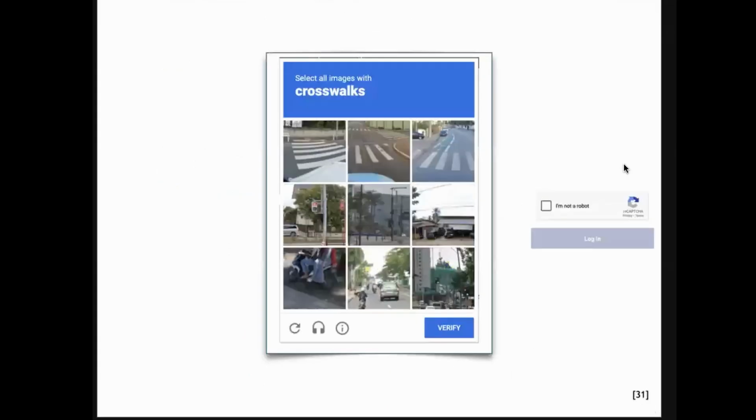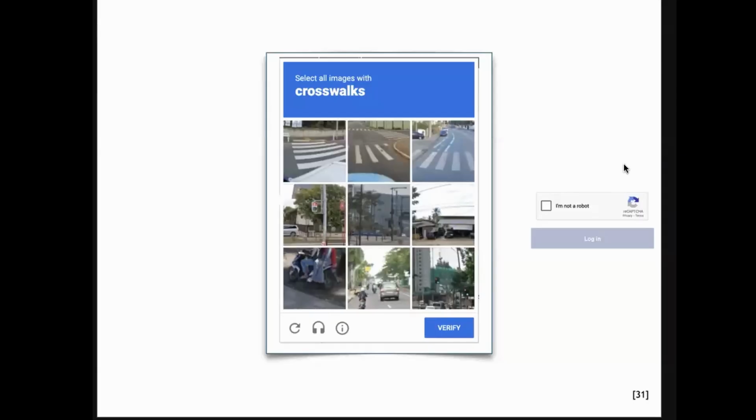So look, you've seen these kinds of things all the time, right? You run into this all the time. Identify all the crosswalks. Someone told me that this is being done only because people want to train neural networks. This is used as input in training neural networks, right?